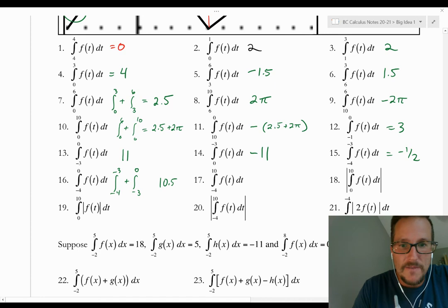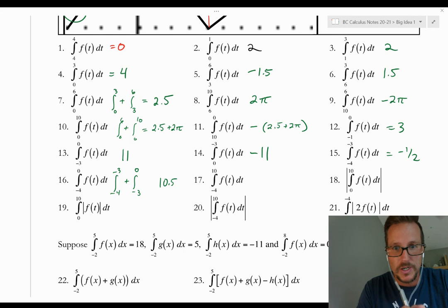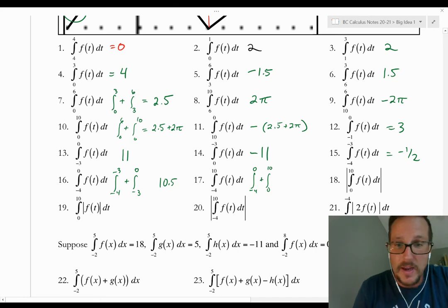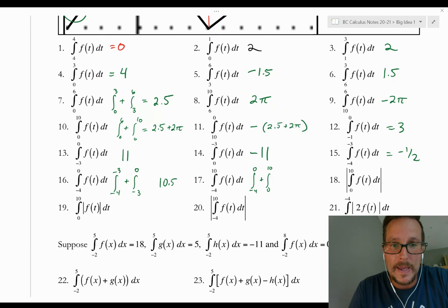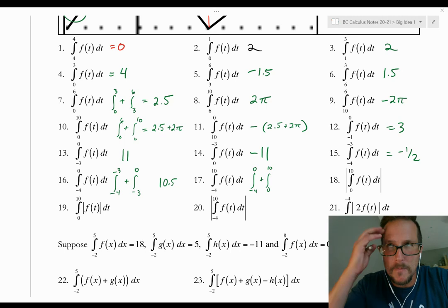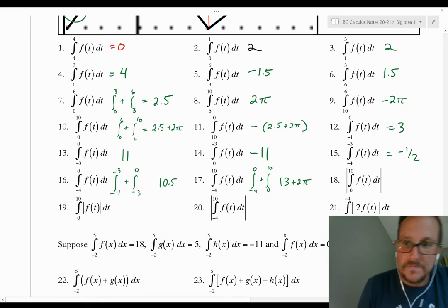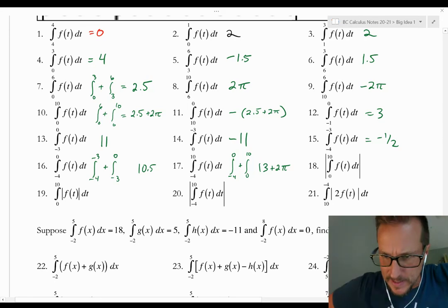Okay, -4 all the way to 10. Again, don't need the picture. I'm just going to add some things that I already know. -4 to 0 plus 0 to 10. How about that one? -4 to 0 we just did. That's 10.5. 0 to 10, that was 2.5 plus 2 pi. If you add those two together, you get 13 plus 2 pi.